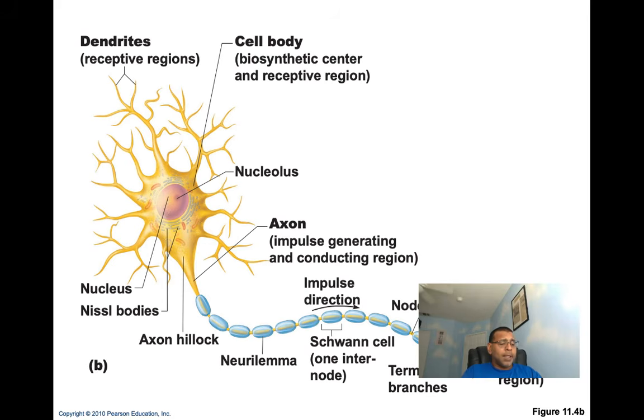Next, let's classify our cell bodies. When we classify our cell bodies, they can be classified as either nuclei or ganglia. When we use the term nuclei, we're talking about clusters, collections of cell bodies in the CNS. When we use the term ganglia, we're talking about clusters of cell bodies in the PNS.